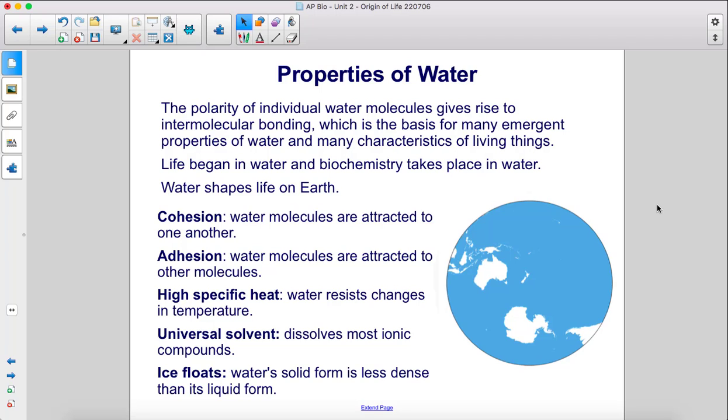Cohesion is when water molecules are attracted to one another. Adhesion is when water molecules are attracted to other molecules. A high specific heat means that water resists changes in temperature. It's a universal solvent, which means it dissolves most ionic compounds, and ice floats. Water's solid form, ice, is less dense than its liquid form.